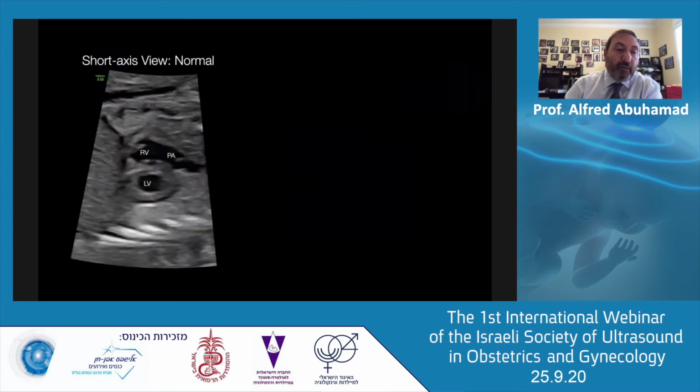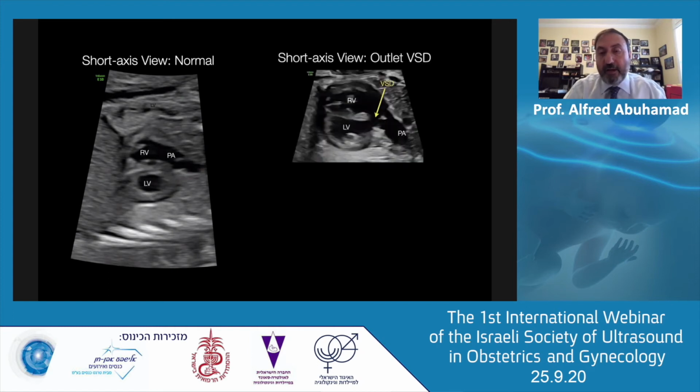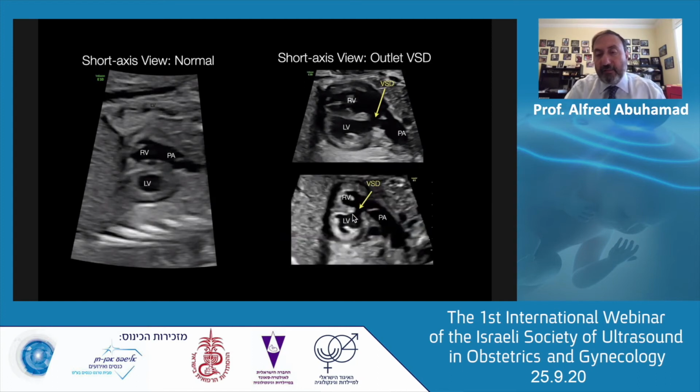Now, the outlet VSD is rare. This is the most important plane in my experience to make the diagnosis. This is the normal short axis view, showing you the left ventricle, the right ventricle, and the pulmonary artery coming out. And here's the septum that you need to evaluate. And here's one case with outlet VSD, and here's another case with outlet VSD, and you see the defect in the ventricular septum right under the pulmonary valve.